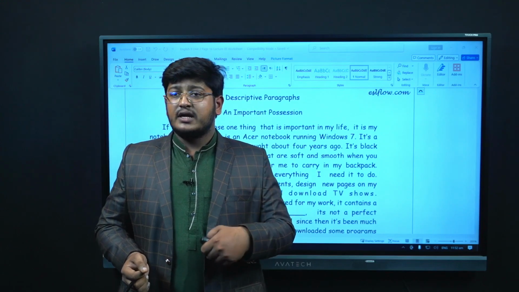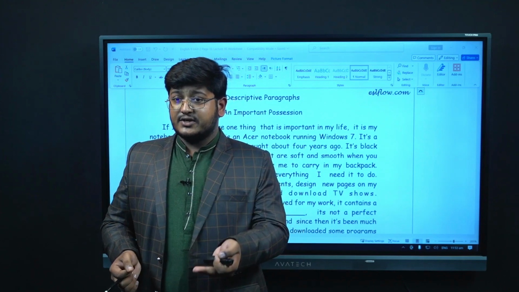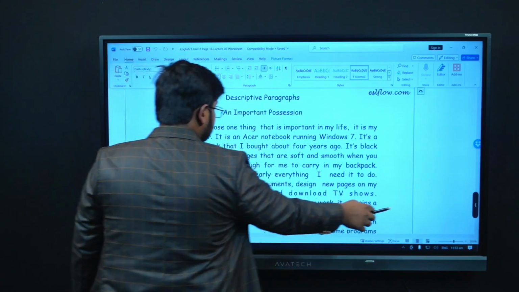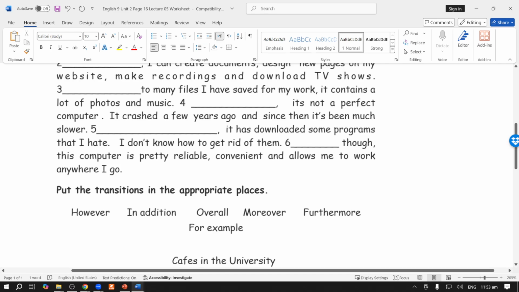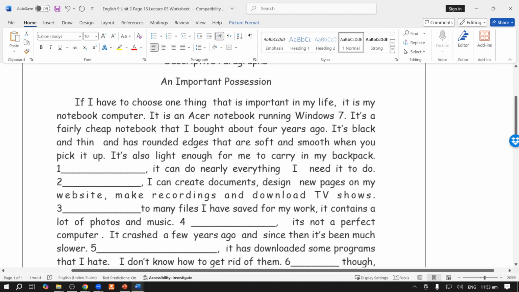So what you have to do, I am asking the instructor, kindly ask your students to read this passage, and then we will look at the transition words which are mentioned at the end, and then we will try to put these transition words in their places. So let's read the descriptive paragraph and try to identify which transition word is appropriate for the blanks. So let's read it.